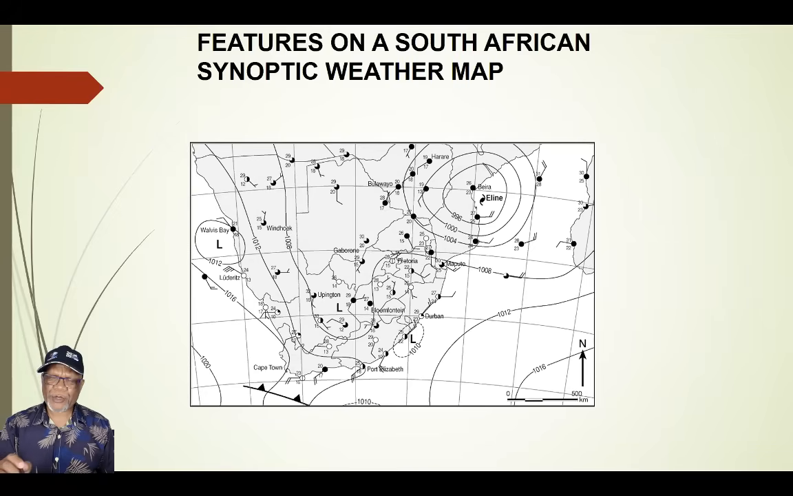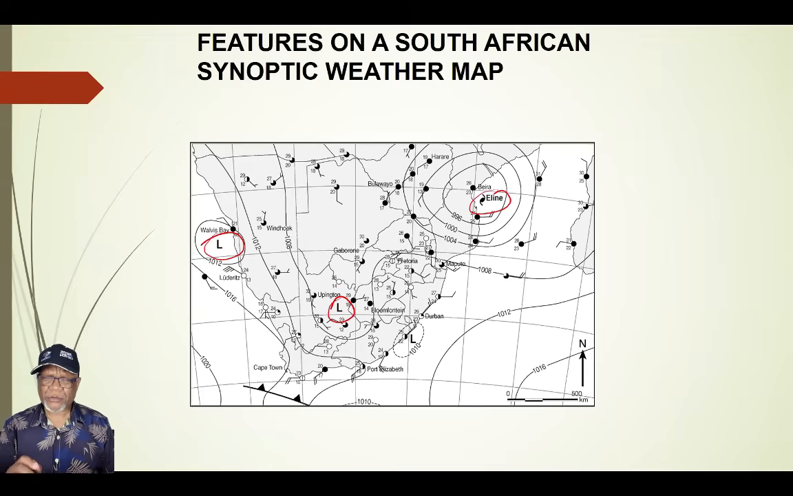Number one, let's look at this. We have an L there in the interior. What does it show? It shows that the pressure is low, which means the temperatures are high. The air is rising, and that is why we have that. And then what else do you see? You see a tropical cyclone. What else do you see? You see a coastal low. But what is the position of the coastal low? The coastal low is on the west side.